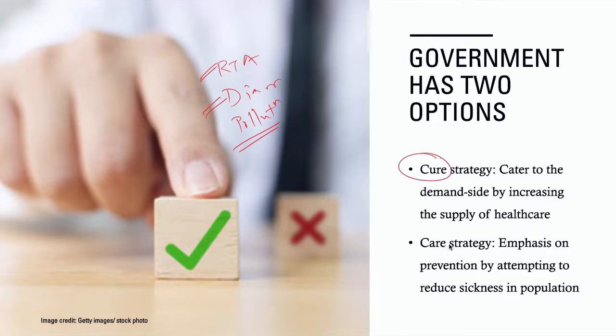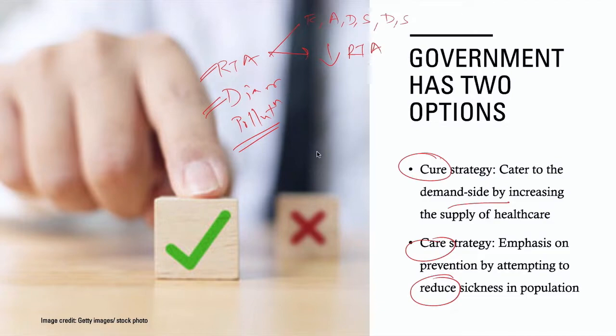Now, what is cure and care strategy? In cure strategy, government tries to cater to the demand side by increasing the supply of healthcare. So, for example, if it is road traffic accidents, the deaths due to RTAs, the cure strategy would be more trauma centers, more ambulances, more doctors, more paramedical staff, drugs, surgicals, and so on. In the care strategy, the government would be emphasizing prevention by attempting to reduce the sickness in population. So the care strategy would be reduction in RTAs. Now this can be done by better technology, better infrastructure, use of CCTVs, better enforcement of traffic rules, better awareness among people, and so on.